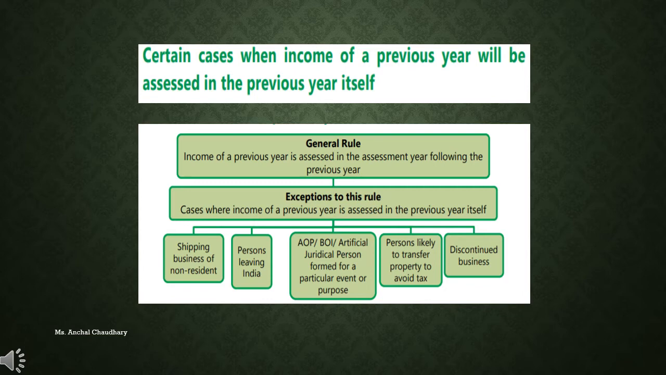These are the following cases in which this rule is exempted. First, shipping business of non-resident persons, persons leaving India, AOP, BOI, artificial judicial person formed for a particular event or purpose, persons likely to transfer property to avoid tax, discontinued business.